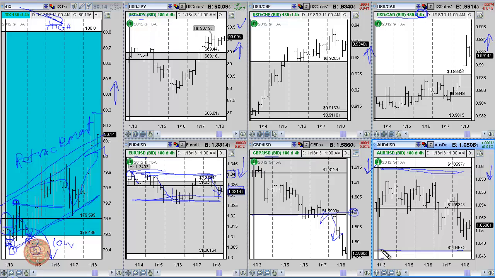This is important because similar to what you were looking at in the dollar index futures, the Australian dollar was having a tough go at making a move in one direction over the other.